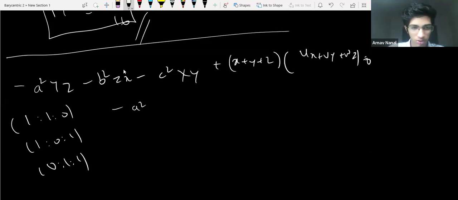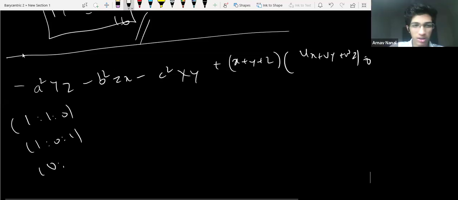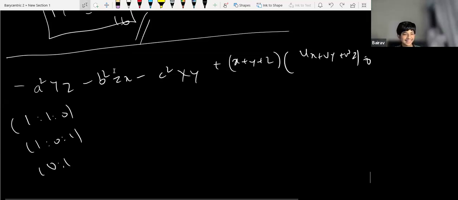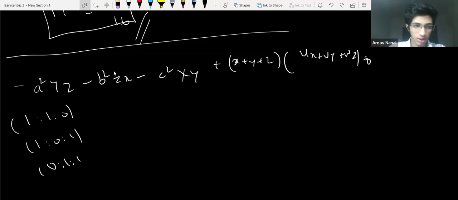This is minus a square minus b square minus c square. Oh no, what have I written? Sorry. Maybe that would be the nine-point circle then. It's the same thing. It's an equilateral triangle. That's why I was about to write this. So this is a equal to b equal to c. So these are just the same thing.